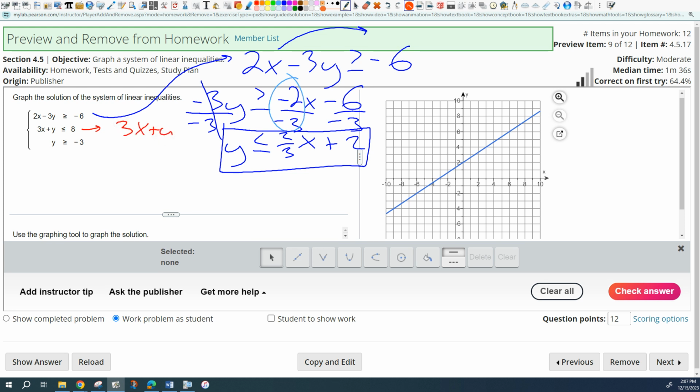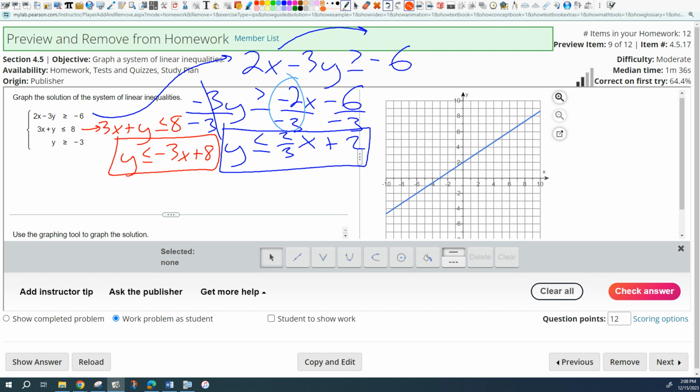3x plus, I didn't give myself enough room, did I? 3x plus y is less than or equal to 8. What's the one step to get the y by itself? Subtract 3x. Good. So then our red inequality is y is less than or equal to -3x plus 8.